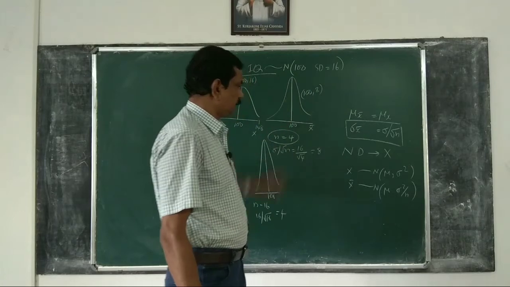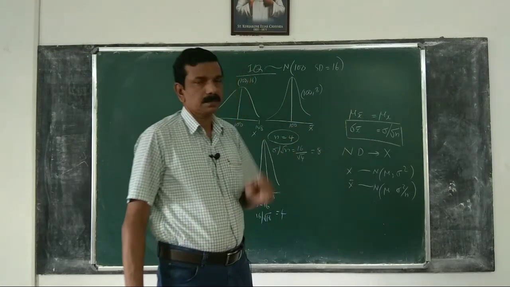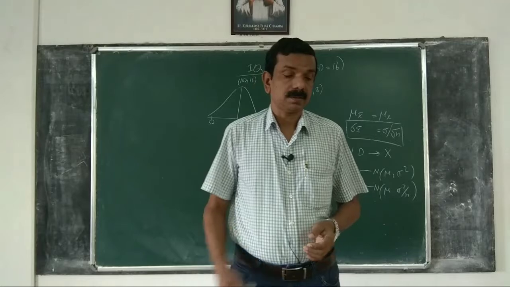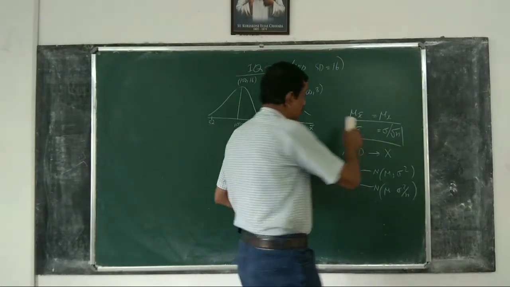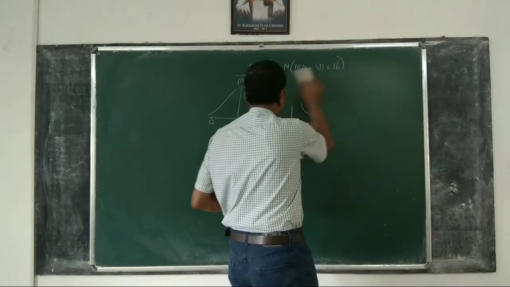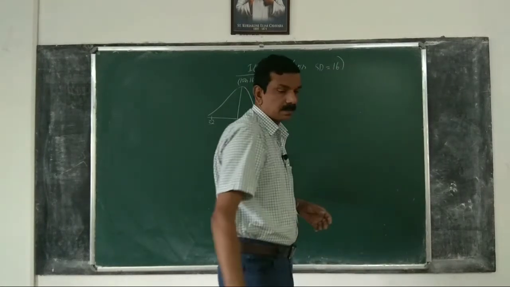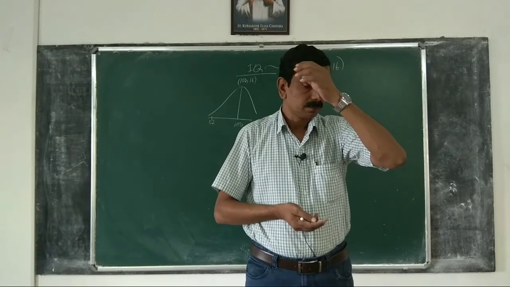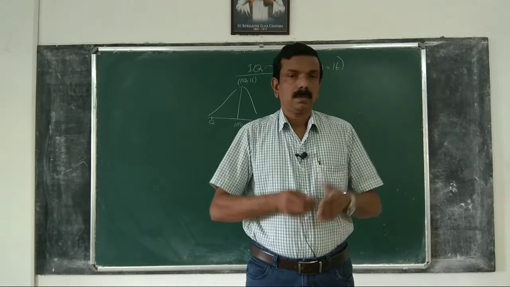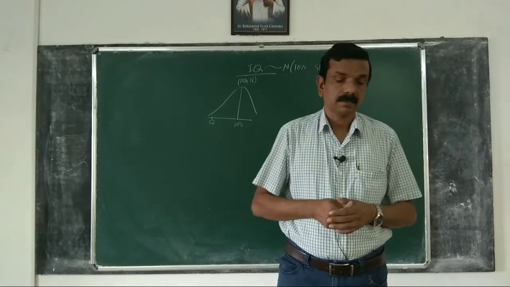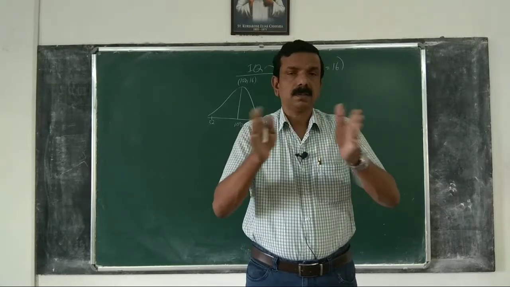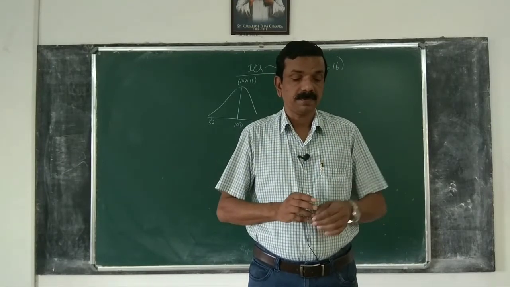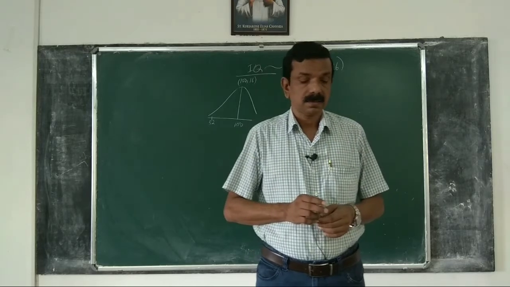Now, let me generalize. If the population is normal, the distribution of x bar is normal, irrespective of the sample size. Now suppose that the population is not normal. Now what about the distribution of x bar? If x is not normally distributed, again x bar is normally distributed provided that sample size is sufficiently large.